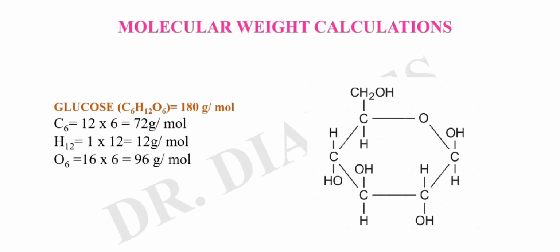Next is glucose. Glucose is written as C6H12O6. Molar mass of carbon is 12 grams. When multiplied by 6, it is 72 grams. Likewise, 1 oxygen atom weighs 16 grams. When multiplied by 6, it is 96 grams. And each hydrogen atom weighs 1 gram. So in total, the molecular weight of glucose is 180 grams per mole.